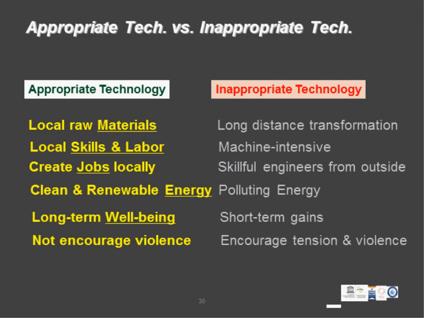These examples use appropriate technology. Appropriate technology focuses on using local raw materials, local skills and labor, and also on creating jobs locally. Appropriate technology also wants to use clean and renewable energy and long-term well-being, and it does not encourage violence.